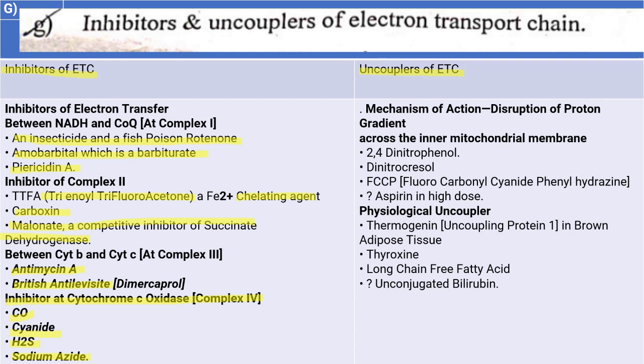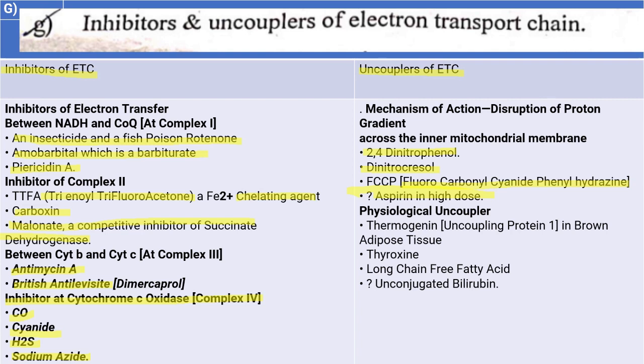The uncouplers of the electron transport chain uncouple oxidation and phosphorylation, and they disrupt the proton gradient across the inner mitochondrial membrane. These include 2,4-dinitrophenol, dinitrocresol, FCCP, that is carbonyl cyanide p-trifluoromethoxyphenylhydrazone, and aspirin in a high dose, which acts as an uncoupler of the electron transport chain. These are the exogenous ones.